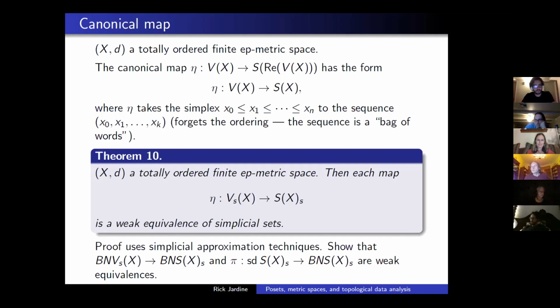But ultimately, it's just categorical homotopy theory again. It's not a big deal. It's just you have to put it together in an interesting way. So that's what you get. You have the singular complex construction, which is putatively not the same thing as Vietoris-Rips, but it's weakly equivalent, so it's okay. And this is true for totally ordered finite EP metric spaces.